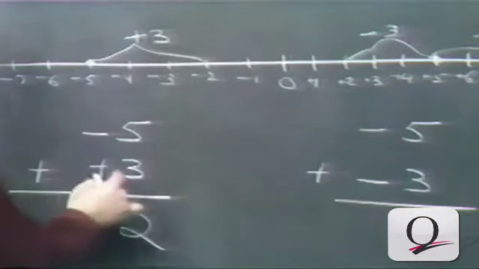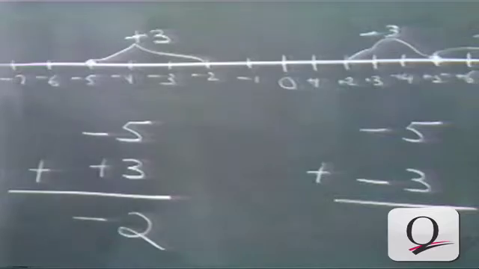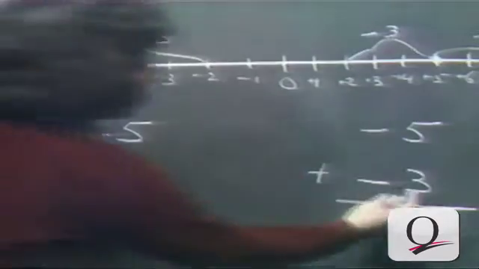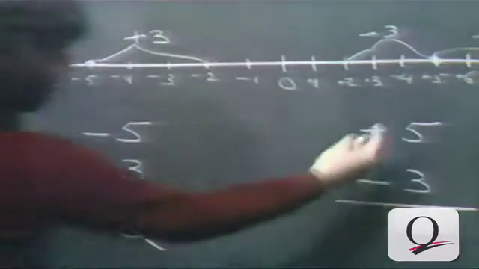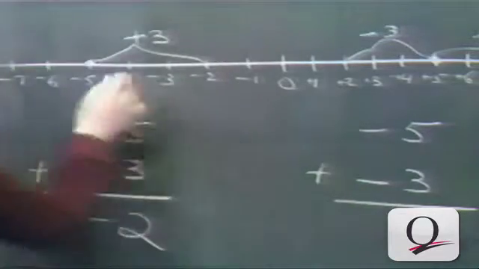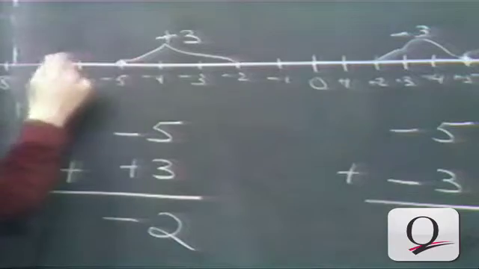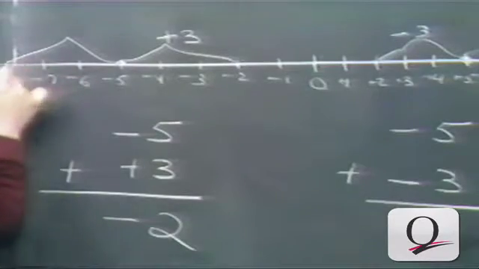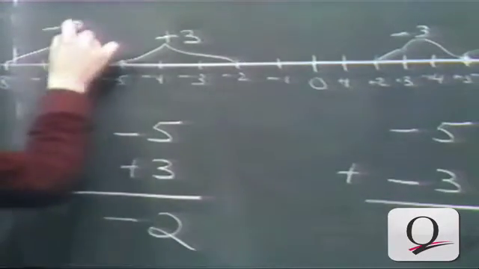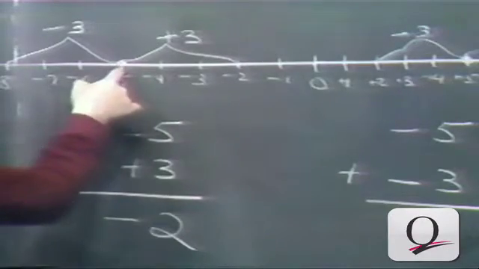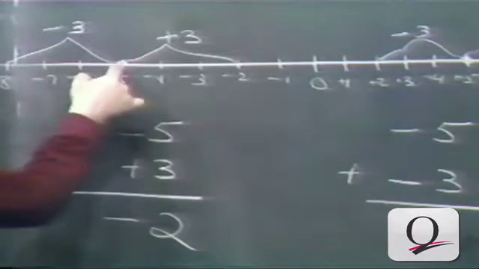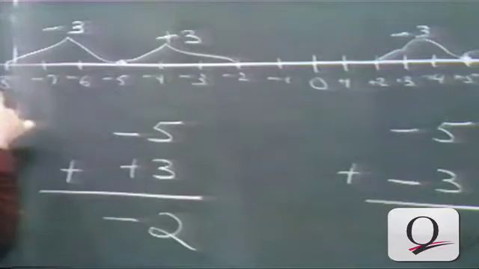Okay, if adding a positive 3 moves us to the right, then adding a negative 3 must be moving us to the left. Minus 5 adding a minus 3 means you start at minus 5, you move 3 units to the left, and it lands us at minus 8. Okay, we're at minus 5, we add a minus 3, which means we move 3 units to the left, landing us here at minus 8.